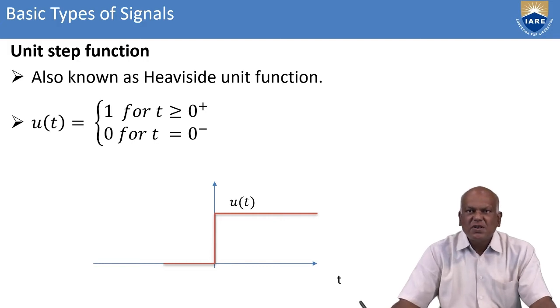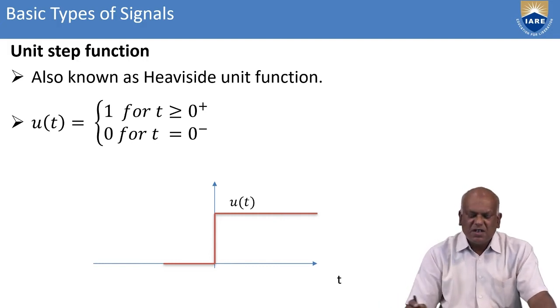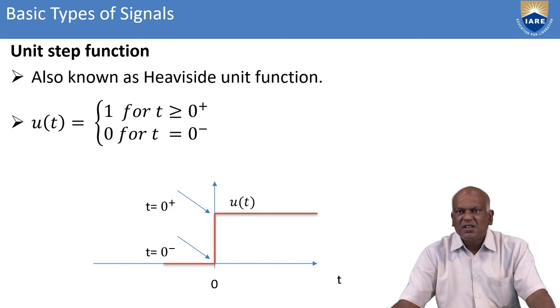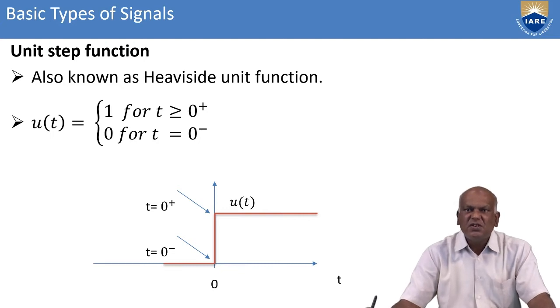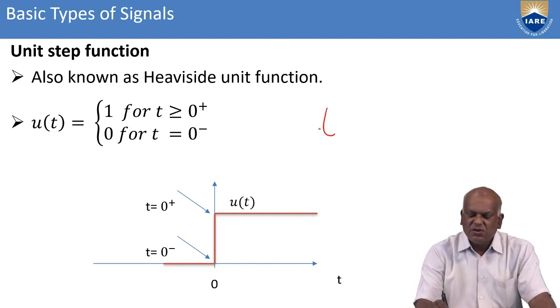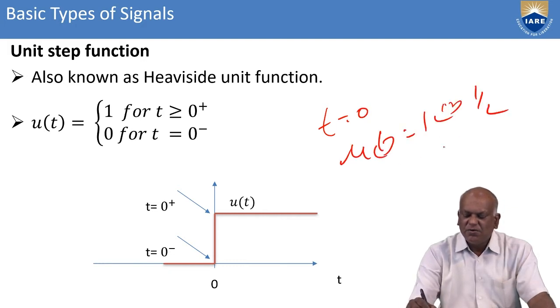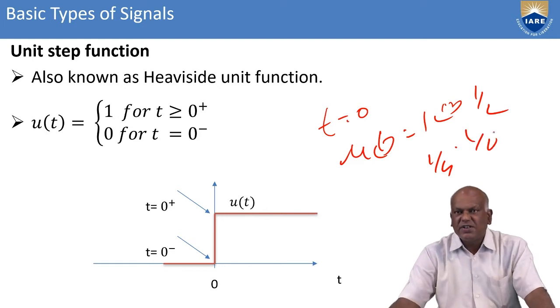Why am I taking 0 plus and 0 minus? Because you observe that at t equal to 0, a sudden jump can occur. It changes from 0 to 1 suddenly. That is why there is a discontinuity in this function at t equal to 0, because we don't know whether at t equal to 0, u of t is equal to 1, or 1 by 2, or 1 by 4, or 1 by 8. We cannot decide. There is a discontinuity in this case.